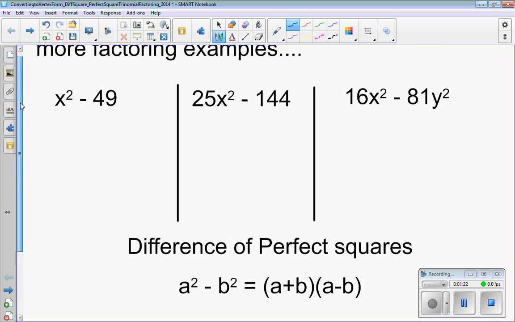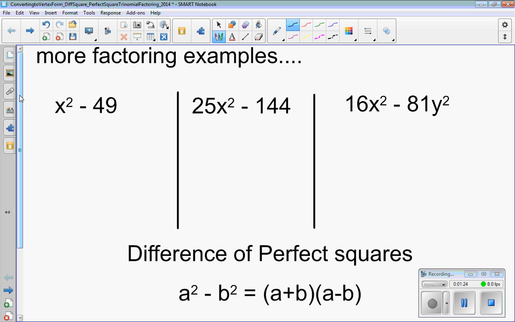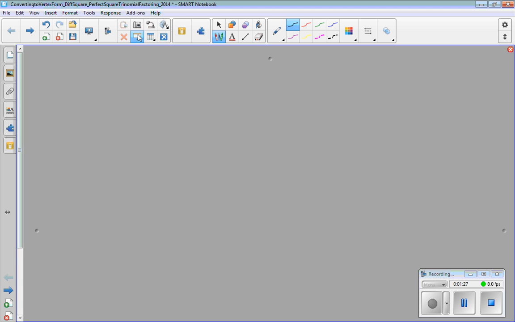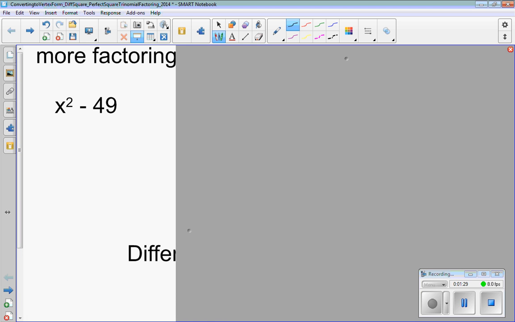So let's go ahead and look at the first one. Okay, look at the first example. We'll go one example at a time. Looking at x squared minus 49, in order to be able to use this type of factoring, we have to make sure that both the first number and the second number are perfect squares. And what do I mean by a perfect square? What's a perfect square?